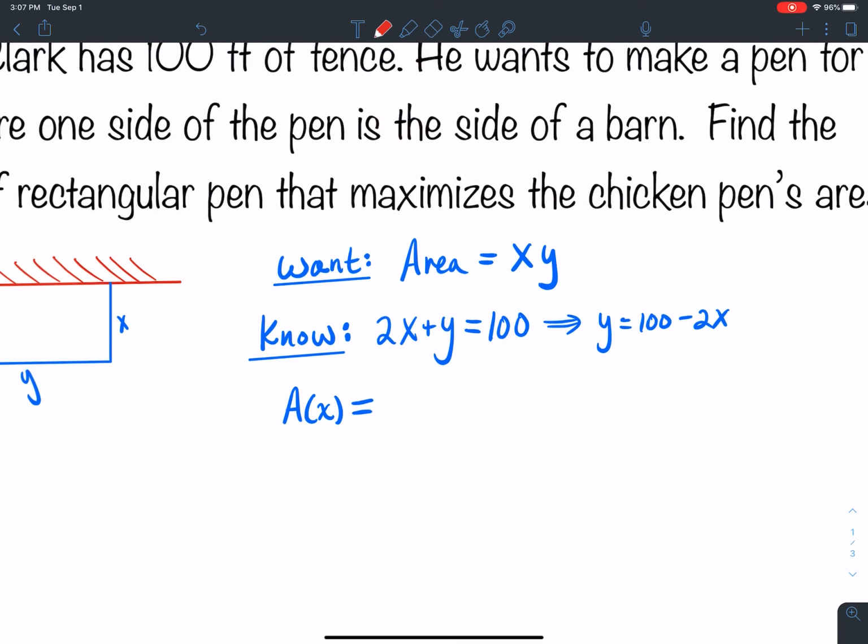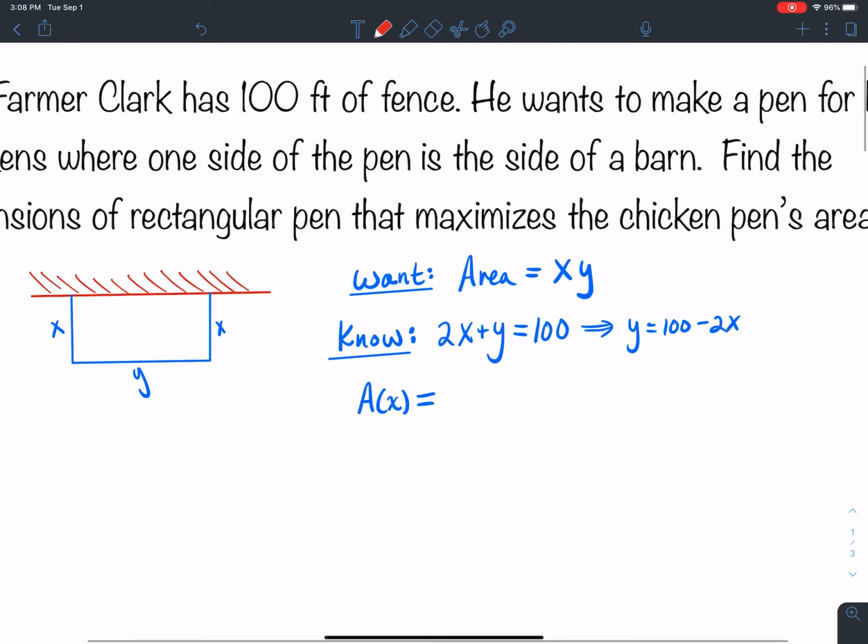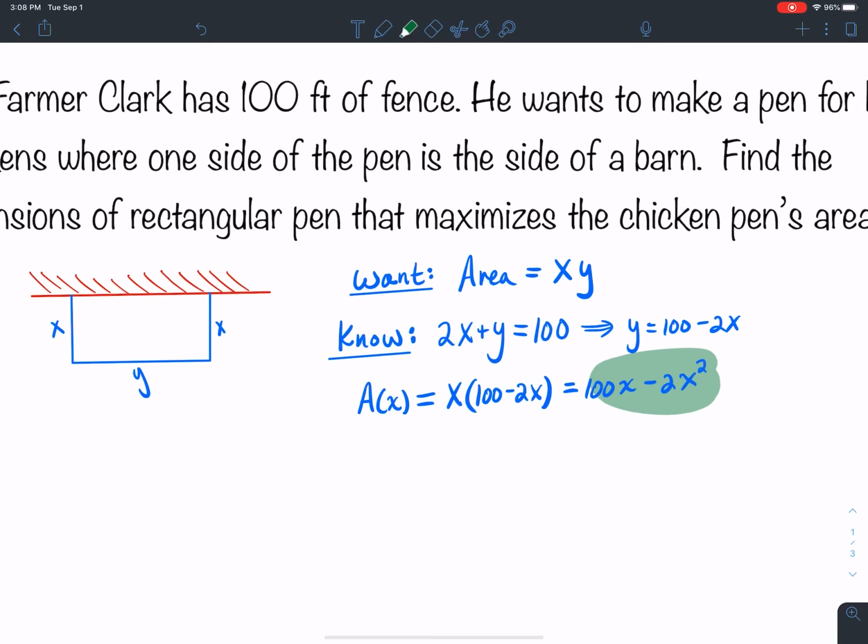Okay? So what does that tell me? The area function is x times y. But what do I know? It's x times, and then what does y equal? Well, y is equal to 100 minus 2x. So I'm going to plug that in right there. Now I'm going to take this and distribute. So I have 100 times x, which is 100x. And then I have negative 2x times x, which is negative 2x squared. So here's my area function, okay?